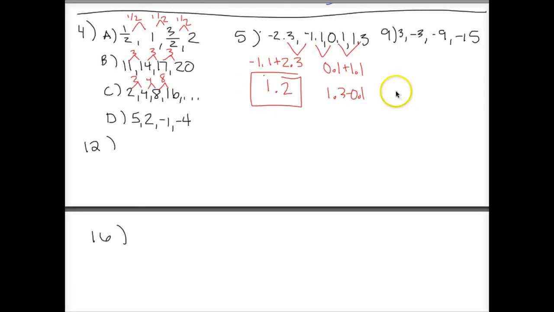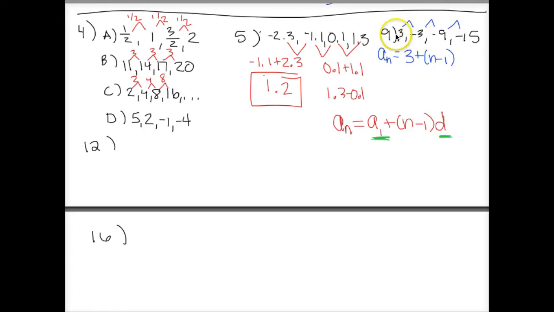Number 9 asks me to determine the explicit formula. So remember, explicit formula, a sub n equals a sub 1 plus n minus 1 times d. You have to know the first term and the common difference to get started. So in this case, my first term is obviously 3. I need to find d, my common difference. So I can find that here. Negative 3 minus 3 is negative 6. Negative 9 minus negative 3 is also negative 6.